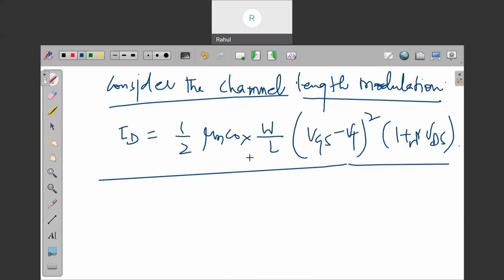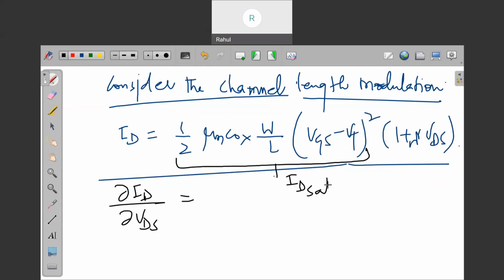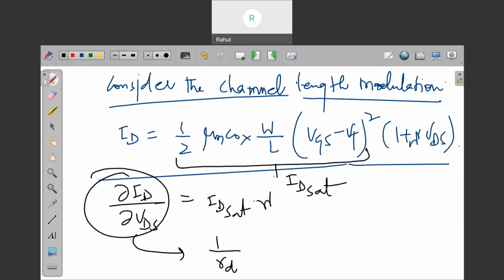Now this equation can be differentiated with respect to VDS. So you will get resistance then. ∂ID/∂VDS is equal to, basically this is a current, right? ID sat you can say. So ID sat can be kept as it is times λ. If you take the reciprocal of this, what is this? This is basically 1/RDS equal to ID sat λ, right?